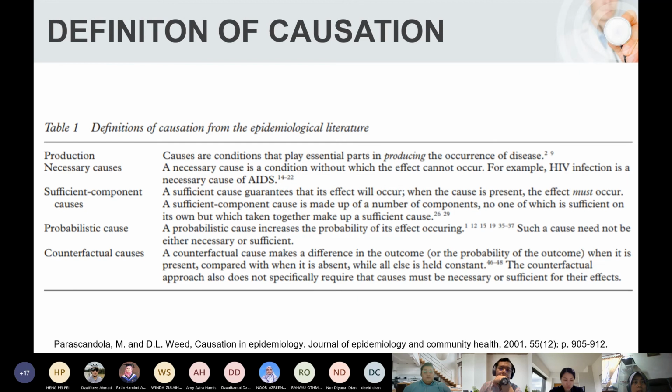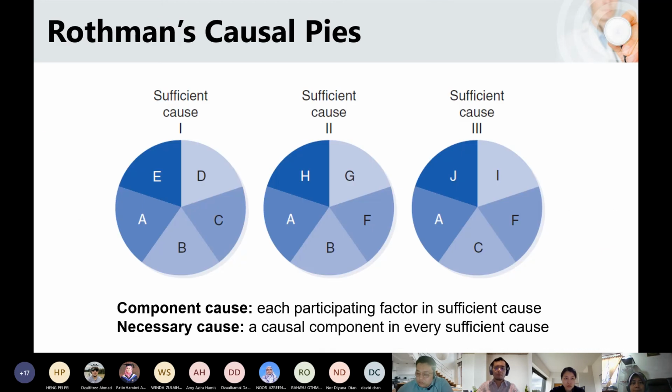Okay, these are a few definitions of causation. You can read through this paper. It's an old paper, but it is a review looking at what definitions are being used to define causation. You can see here necessary cause, sufficient component cause, probability cause. All these definitions apply to developing a model. An example next is Rothman. You can also read the book Epidemiology Kept Simple. You can just Google it. Okay, there's an e-book.